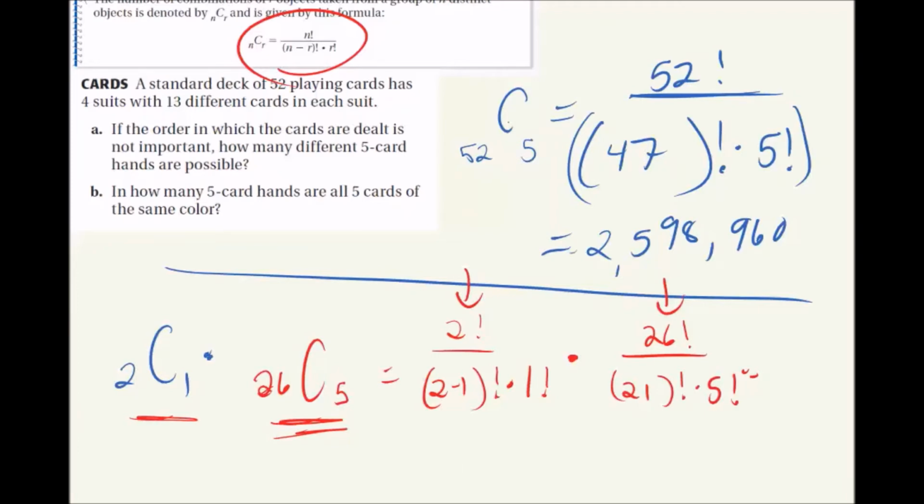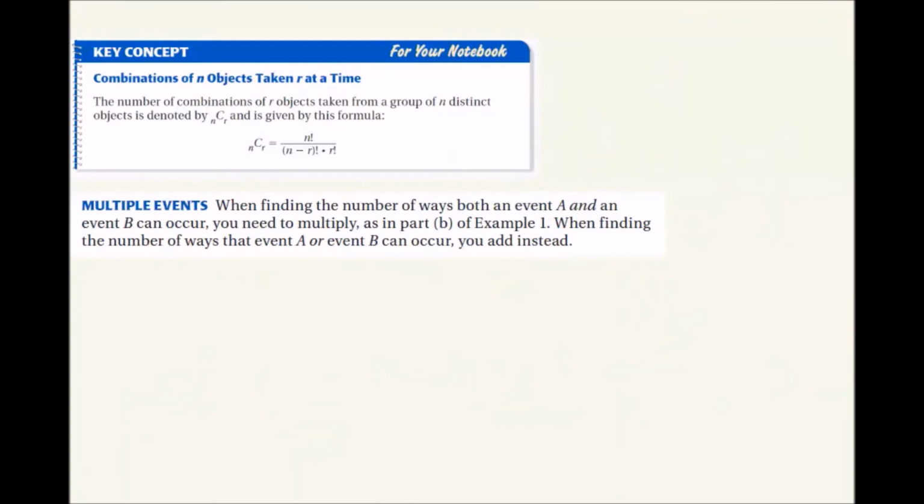And once you do, you'll get 131,560. That means there's 131,560 options for having a hand that's cards all of one color. So this is really critical.